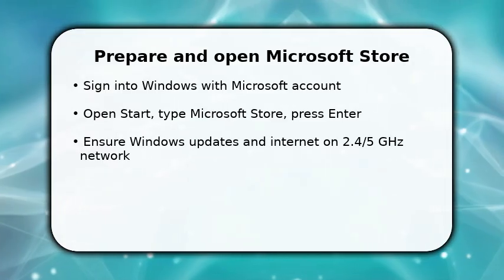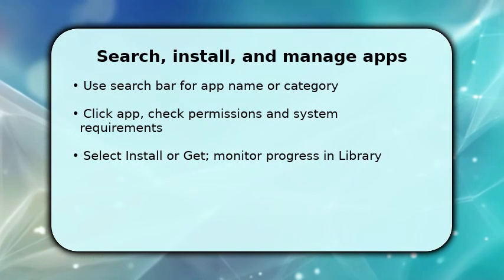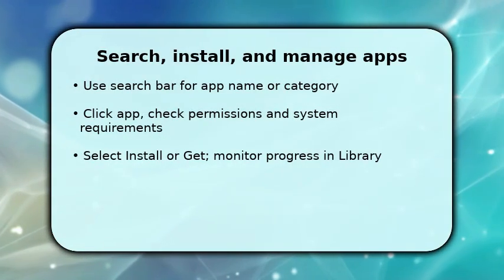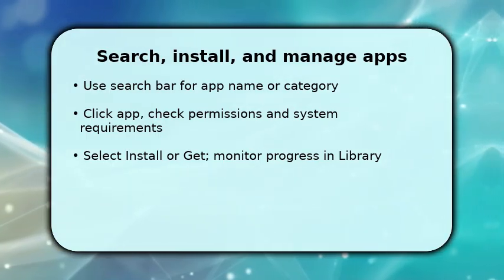Once launched, you'll see Featured Apps, Search, and your profile in the top right. You'll use the search bar to find an app by name or browse categories. This narrows results and shows user ratings so you can choose wisely.